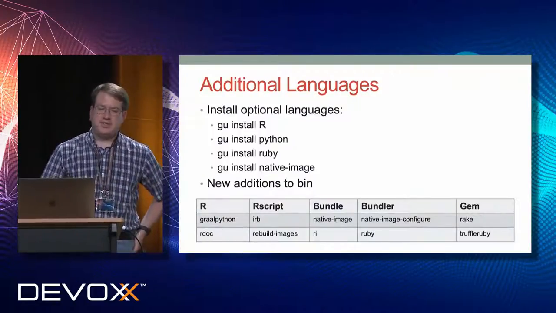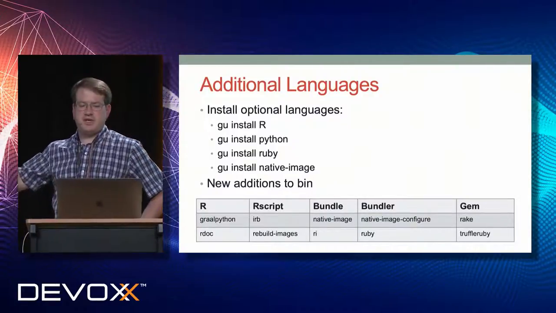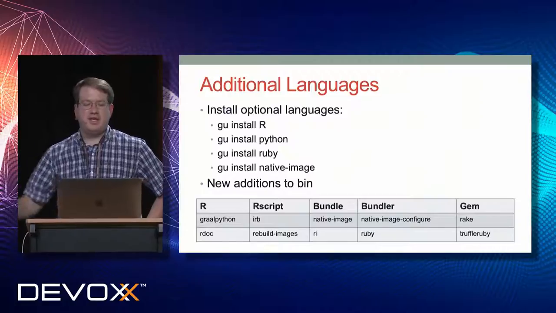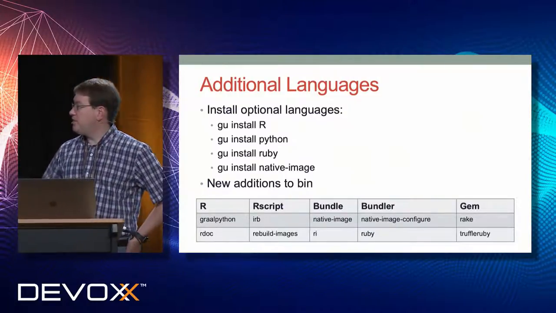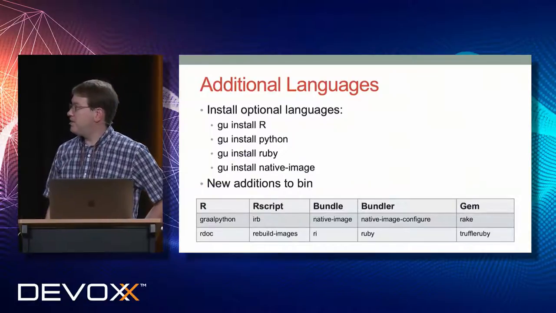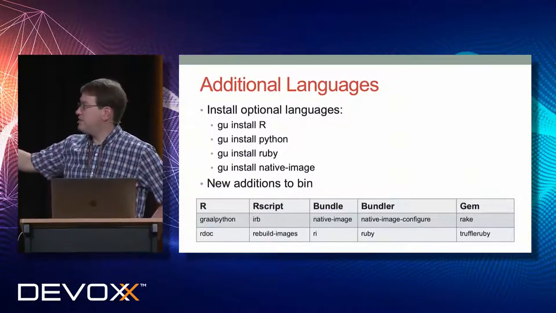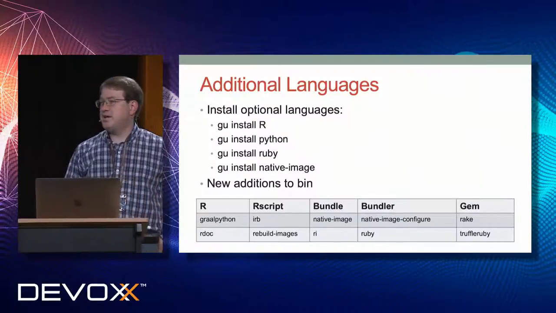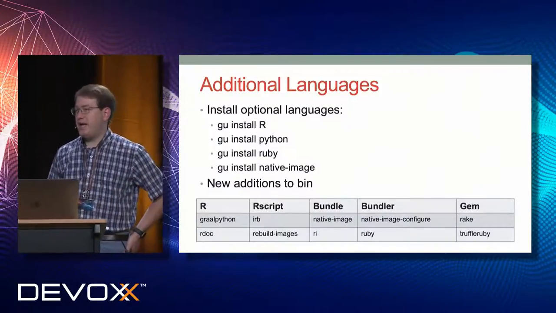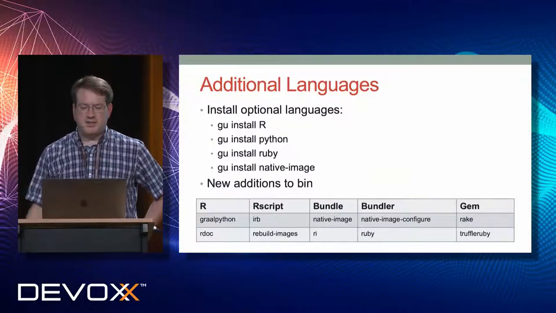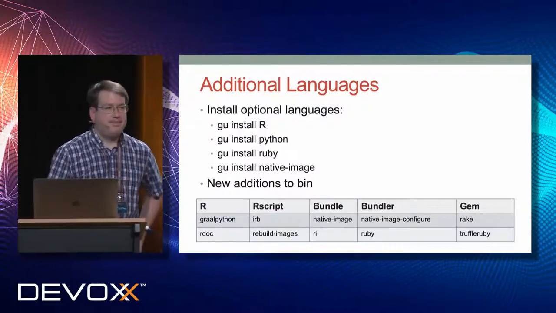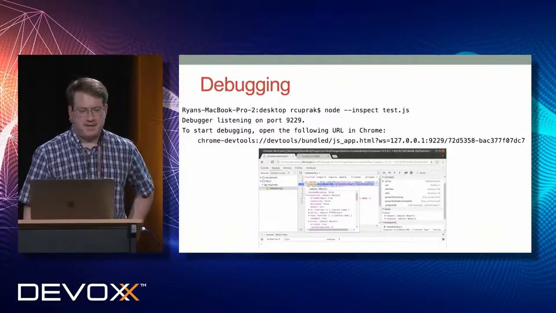Then you can use the GU, it's basically a package manager, to install R, Python, Ruby, and also the native image capabilities. After you run those installers, if you're using those technologies, then you'll have more executables show up in your bin directory on your path, for Ruby, documentation, for generating the native image, etc.